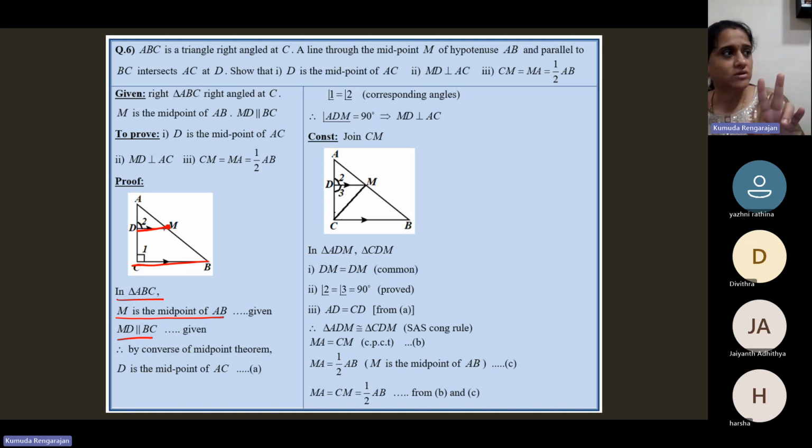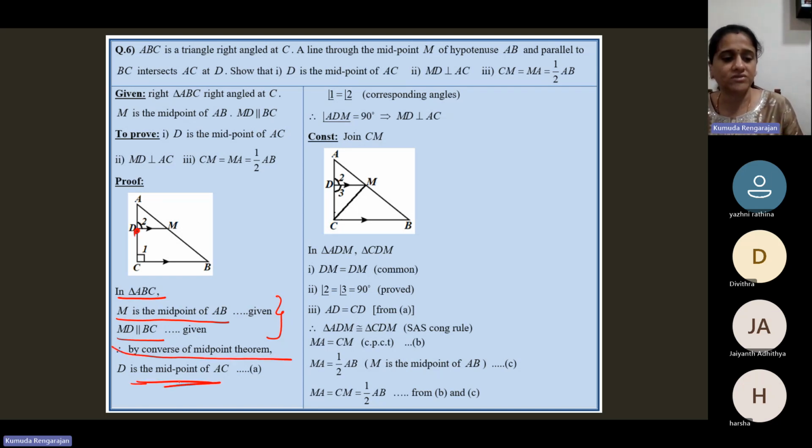Do we have these two? Do you see a line through the midpoint of one side of a triangle? Yes. And is it parallel to the second side? Yes. So then it will bisect the third side by the theorem. In the triangle ABC, M is the midpoint of AB, and through M, MD is parallel to BC. So if we have this, by converse of midpoint theorem, D is the midpoint of AC. We proved this one.